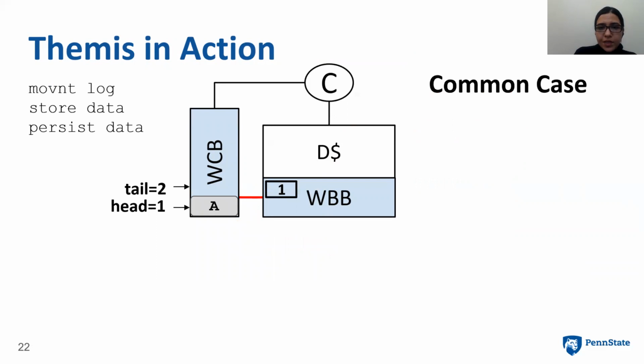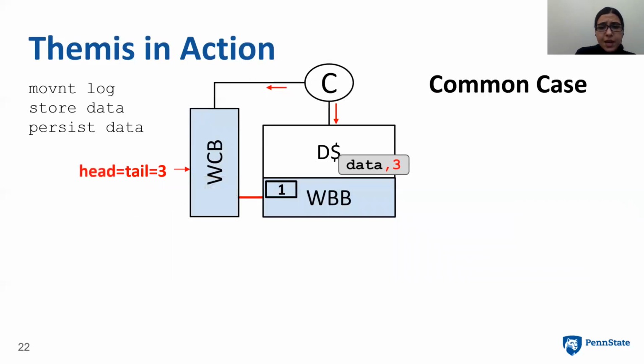Now let's see how Themis works in action, using the log data example one more time. Let's assume a non-temporal request is already present in WCB and the current values of head and tail are 1 and 2 respectively. First, the log is sent through the non-temporal path and consequently the tail value for WCB is updated. Next, the current value of WCB tail, which is 3, is appended to the data request from core and is kept in the corresponding cache block in L1.